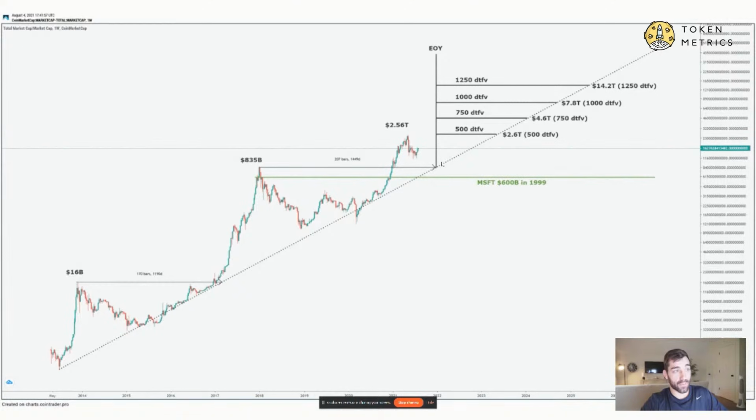And you can see that we actually are not at that point yet in terms of date of this fair value trend line. That's how overvalued we got in 2017 and 2018. Now, recently, at this peak of $2.56 trillion, we were only roughly 730 days away from fair value.